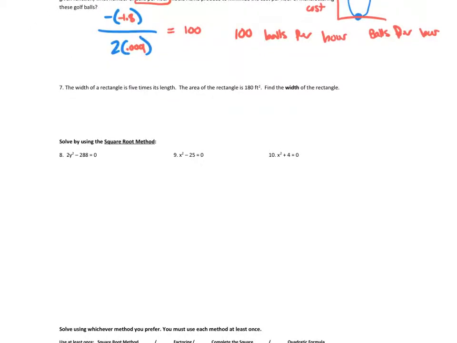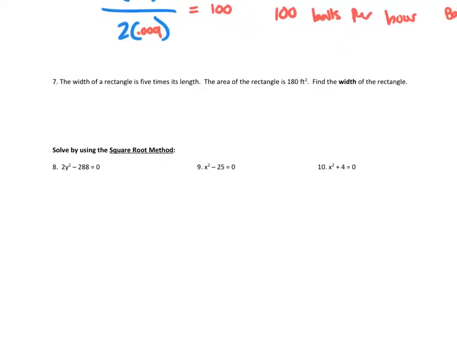So here for 7, it says the width of a rectangle is 5 times its length. The area of the rectangle is 180 feet squared. Find the width of the rectangle. So what we'll want to do is set up the initial equation. So it says the width of a rectangle is 5 times its length. And we know that the area formula for the rectangle is length times width is equal to the area. So in this case is equal to 180.